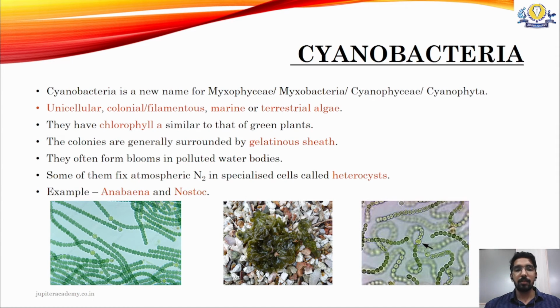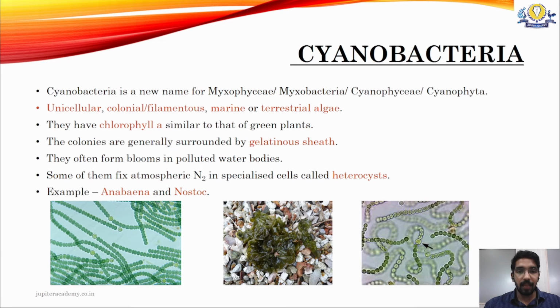Next group is Cyanobacteria. Cyanobacteria is the new name given for Myxophyceae, Myxobacteria, or Cyanophyceae, Cyanophyta. In the two, three, four kingdom systems of classification, they were put into different groups. They were a confused group because they showed the characteristics of multiple organisms. They are unicellular, and colonial, meaning they live in colonies and form filaments, thread-like structures, which is why they are called filamentous bacteria. They can be marine or terrestrial algae, and are also called blue-green algae.